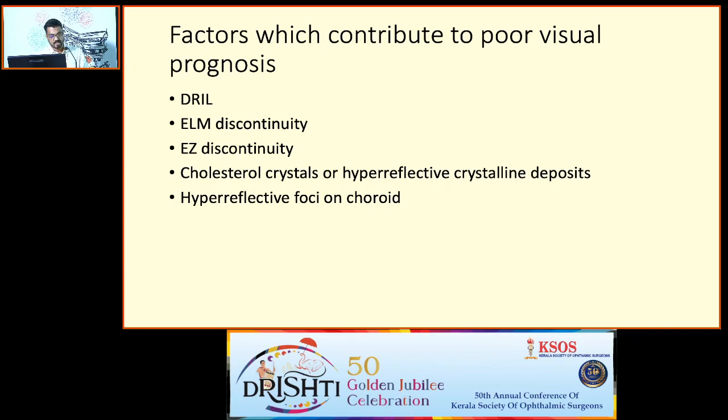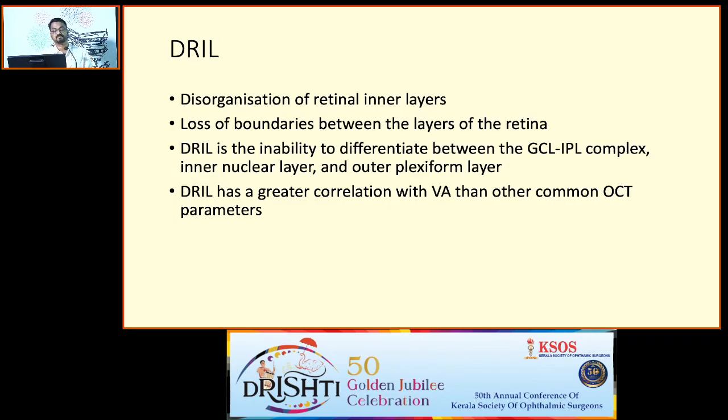Mainly the most important is DRIL, that is disorganization of retinal inner layers, then ELM discontinuity, ellipsoid zone discontinuity, cholesterol crystals or hyperreflective crystalline deposits, and hyperreflective foci on choroid. So these are the biomarkers in DME which carry a poor visual prognosis.